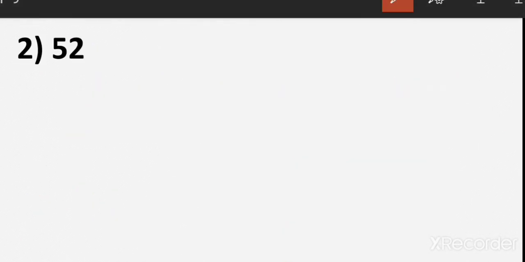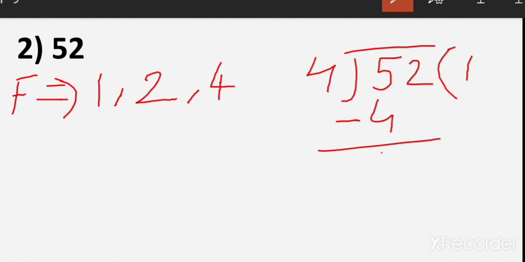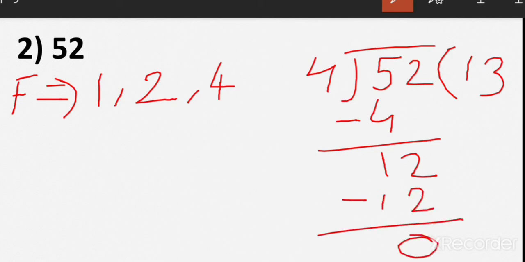Next number I'm having is 52. So what are the factors of 52? First will be 1. Next will be 2 because it's an even number. 5 plus 2, I'm getting 7. 7 is not divisible by 3, so 3 will not be a factor. 4, yes, by 4 if you divide 52, you have to check by dividing, students. So 4 ones are 4, 4 threes are 12, remainder is 0. So by 4 it is divisible, and by 13 also, because 13 is the quotient I'm getting after dividing by 4. Now if I'll see, it is not divisible by 5, 6, 7, 8 and 9.